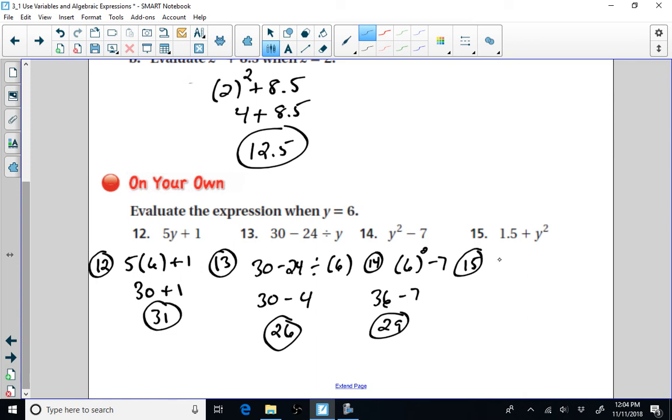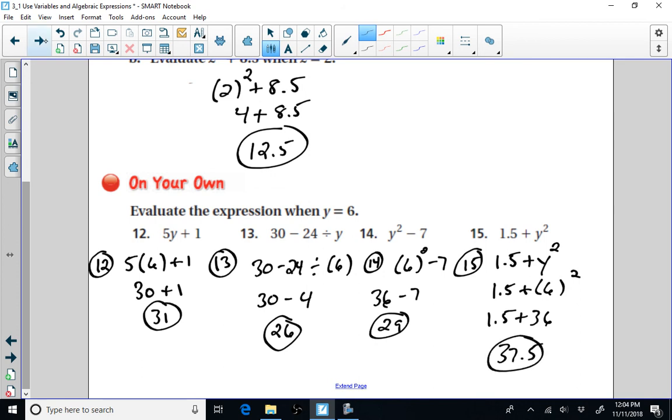And number 15. We have 1.5 plus y squared. I want to replace y with 6. So it's going to be 1.5 plus 6 squared. I have to first replace the variable with the number, and we're going to replace y with 6. I have to do the exponent before I do the addition. So that's 1.5 plus 6 squared is 36. 36 plus 1.5 should be 37.5.